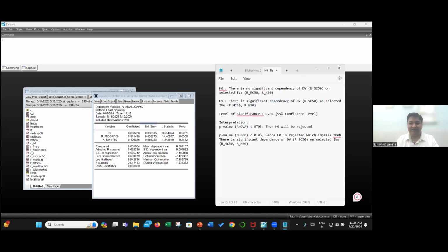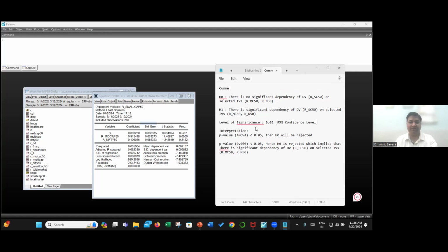The important thing that I made you understand yesterday also: this was the comment on the model's significance. What I have written here is basically the comment on the model's significance. It is very important to understand that we are commenting on the significance of the model, whether this regression model is significant or not.